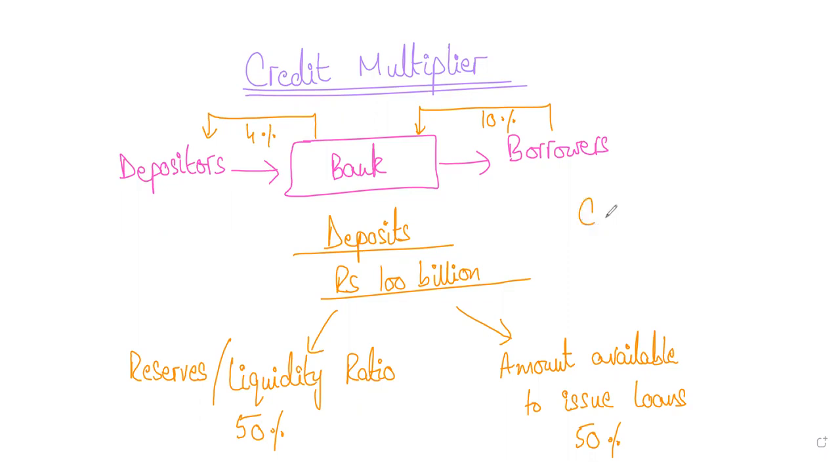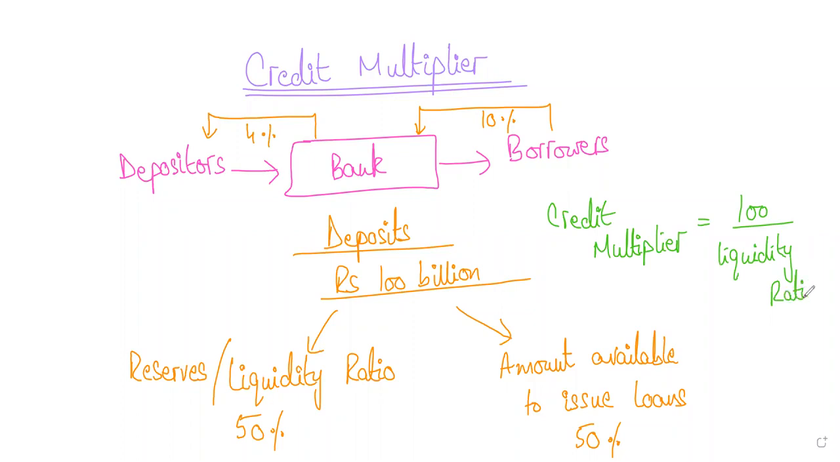What is the formula of credit multiplier? We looked at it yesterday, and let's quickly look at it again today. So credit multiplier is simply 100 divided by liquidity ratio. So it would be 100 divided by liquidity ratio. So that would be 50 in this case, and that gives you 2, right? Okay. Now 100 divided by 50 gives you 2.